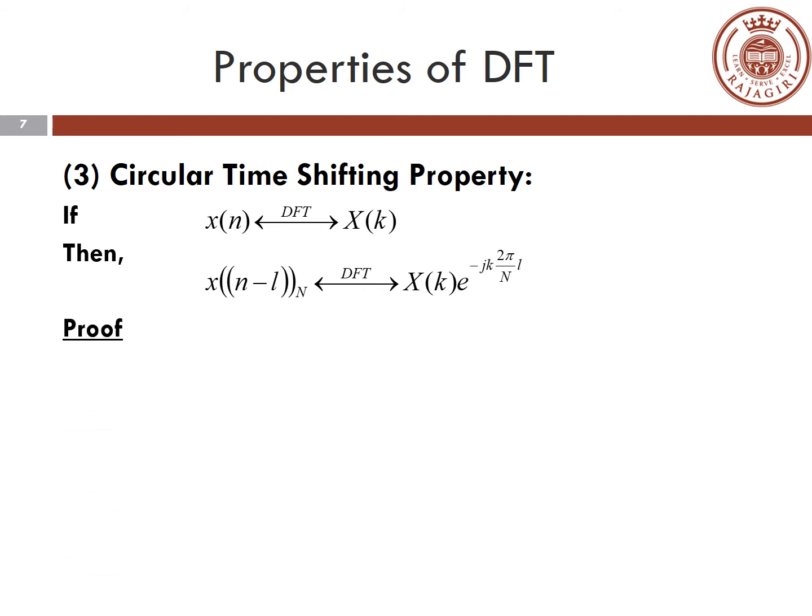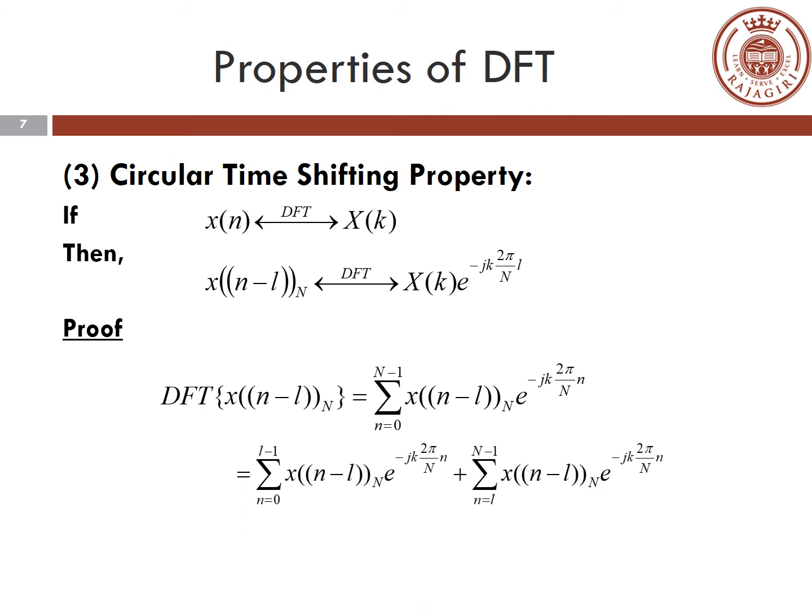Now moving into the proof of this, let's start with the LHS. DFT of x of n minus L, okay, it can be written as the summation over n from 0 to N minus 1 of x of n minus L, e raised to minus j k 2 pi by N into n. This is the basic DFT equation. Now the first thing is we are going to divide this summation into 2 different parts. First one is from 0 to L minus 1 and the next is from L to N minus 1.